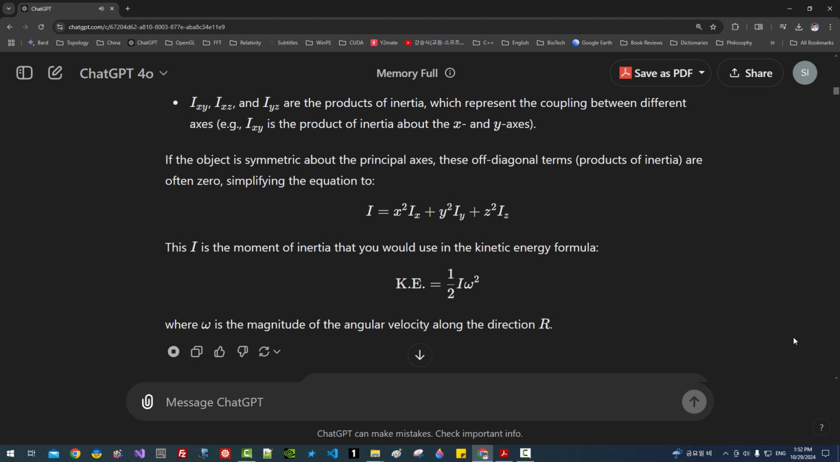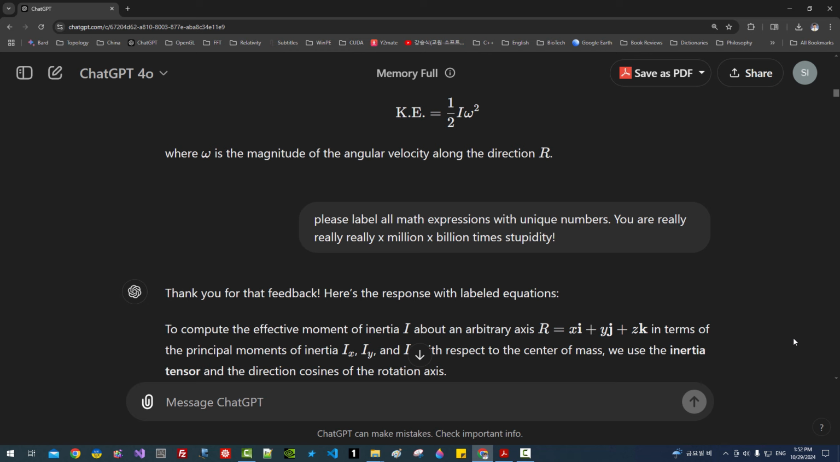Please label all math expressions with unique numbers.